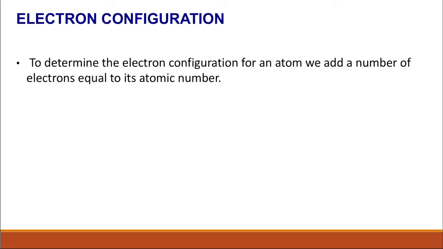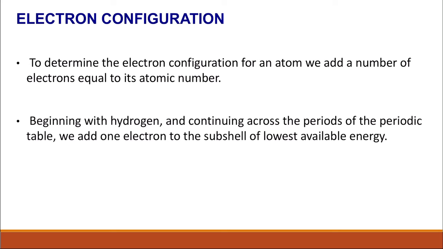The electronic configuration. To determine the electronic configuration of any atom, we add a number of electrons equal to its atomic number. So we know that the number of electrons in any atom equals its atomic number, beginning with hydrogen and then continuing across the periodic table. Then you add one electron to the subshell of the lowest available energy.